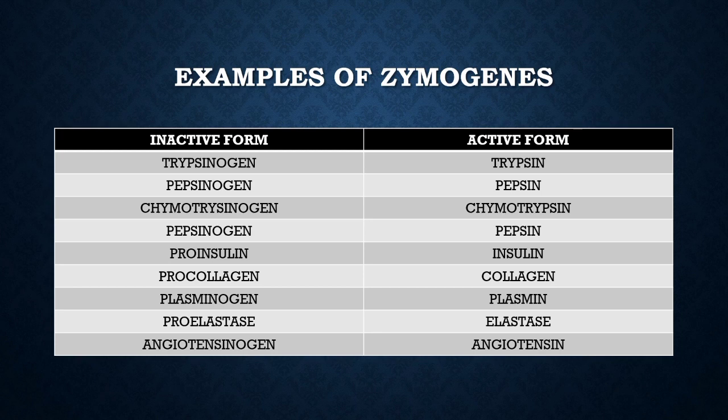Then proelastase is also a kind of digestive enzyme that helps to break down fats, proteins, and carbohydrates. Now angiotensin is the active form of angiotensinogen. It's a hormone that regulates blood pressure and fluid balance in the body system. Now, plasminogen, which I mentioned, is the inactive form of plasmin. This is a blood clotting factor.